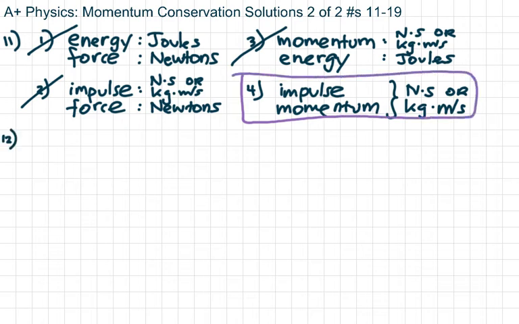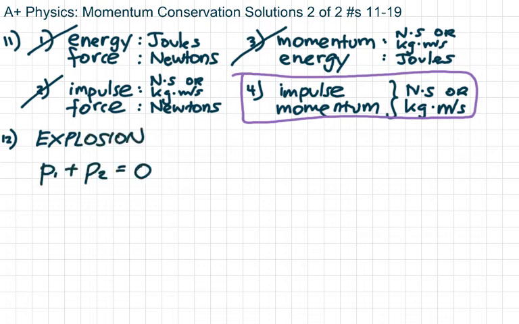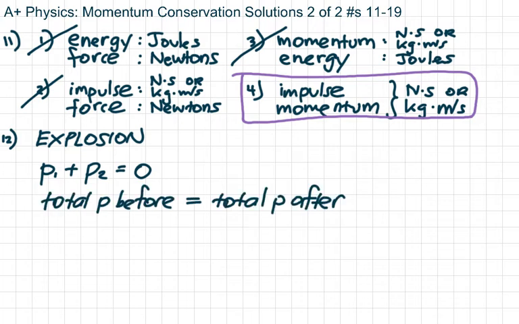Okay, number 12, we read the problem through first, and we can see that this is a gun and a bullet. This is an explosion problem. We know before the bullet shoots that neither the bullet nor the gun is moving, and so neither has any momentum, and so the sum of their momentum before it fires is 0. And we know that the total momentum before equals the total momentum after. Total momentum before is total momentum after, and so if the total momentum before the gun shoots is 0, the total momentum after the gun shoots is 0.